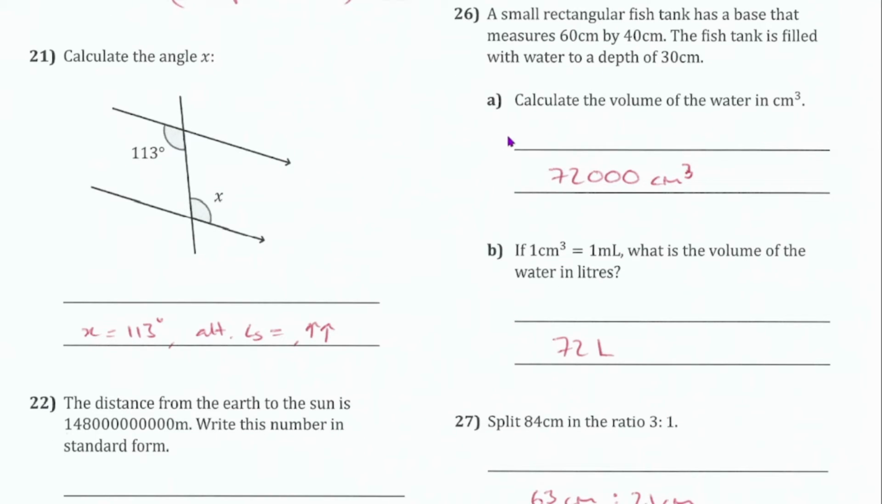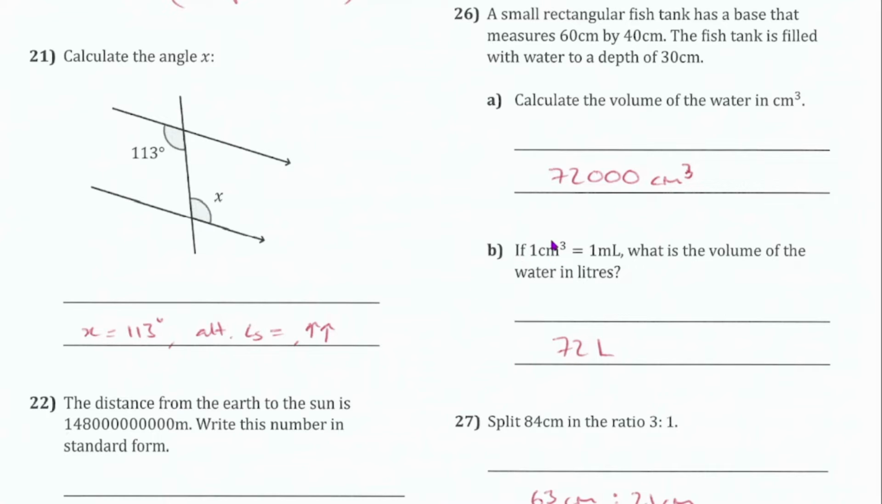Here we've got a two-parter. A small fish tank has a base that's 60 centimetres by 40 centimetres. The fish tank's filled to a depth of 30 centimetres. The volume is going to be the depth times the width times the height, or times the length if you want to talk about it in terms of a fish tank. So 60 times 40 times 30 gets you 72,000 centimetres cubed, because it's a volume.